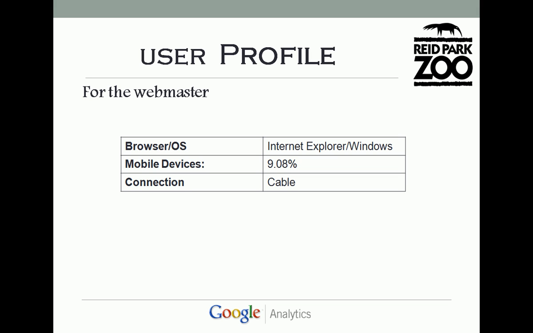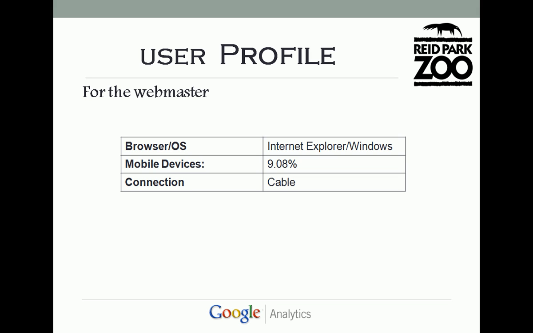The average user accesses the website through Internet Explorer running on the Windows operating system. About 9% of all visits to the website are made from a mobile device, which is a number that the webmaster should pay close attention to because it's a very significant number and it's expected to grow in the future.